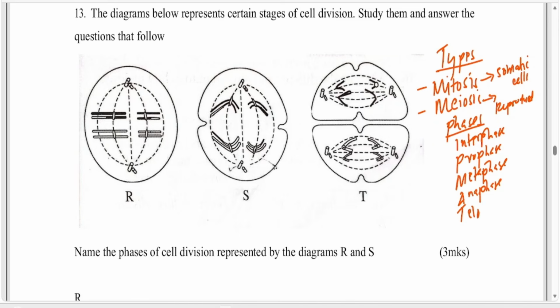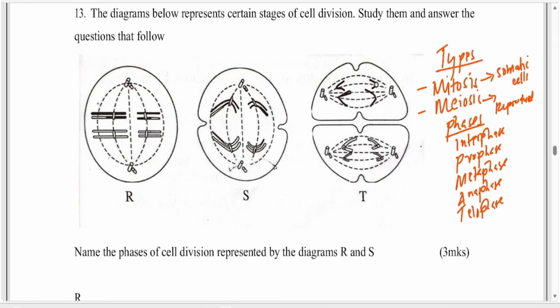And we have telophase. Not forgetting that in meiosis, we have meiosis 1 and meiosis 2. So it means that we have the first meiotic cell division and the second meiotic cell division. In the first meiotic cell division, we are going to use terms like interphase 1, prophase 1, metaphase 1, anaphase 1, and telophase 1. In the second meiotic cell division, we are going to use terms such as interphase 2, prophase 2, metaphase 2, anaphase 2, and telophase 2.